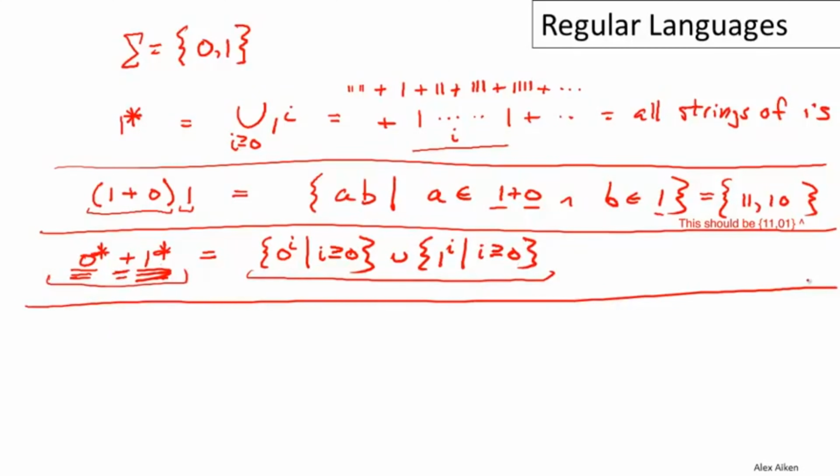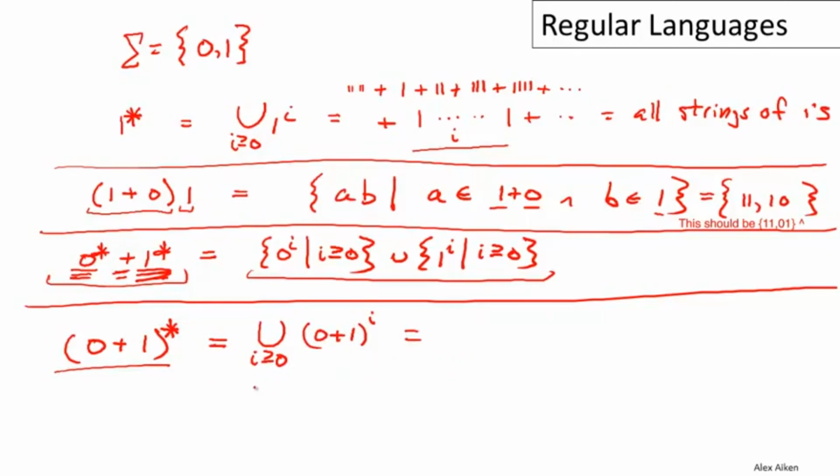And for our last example, let's think about 0 plus 1, now iterated. Okay, so we put the star around the union of the 2 individual characters instead of having the star on each character individually and taking the union of the 2 things. So what is this expression equal to? Well, let's work with the definition of star. So we know that this is the union over i greater than or equal to 0 of (0 plus 1) to the i. And what does that look like?